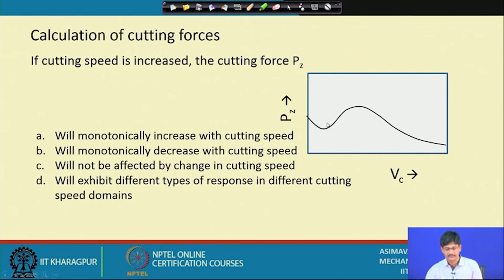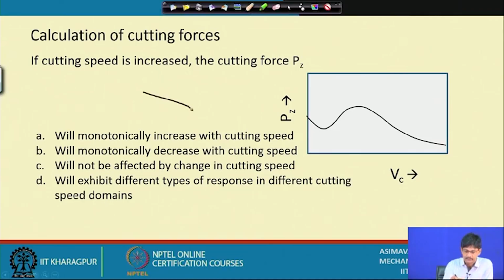However, after that the onset of the phenomenon of built up edge sets in. At very low speeds, built up edge is not there. After that, when built up edge forms, it changes the behavior of the cutting tool in such a way that as if a positive rake is changed to a negative value of rake. Let us have a quick look at what actually happens.